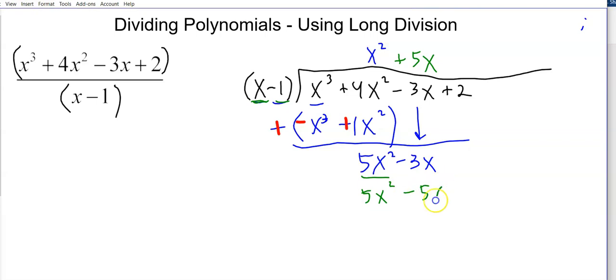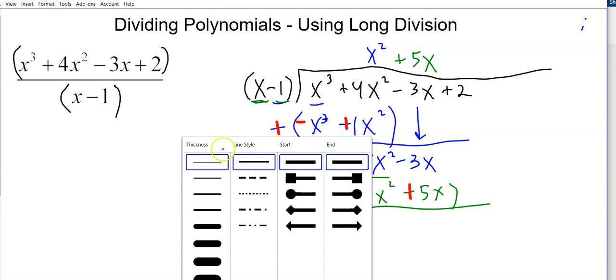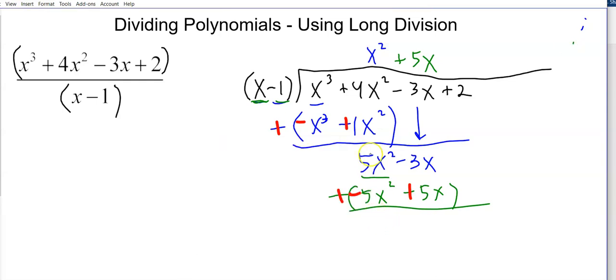Minus 5x. And again, I'm going to subtract both of those terms, and so that's going to distribute here. So that's a negative and that's now a positive. The first term goes away. Negative 3x plus 5x is positive 2x. Don't forget to bring down the next term, which is plus 2.